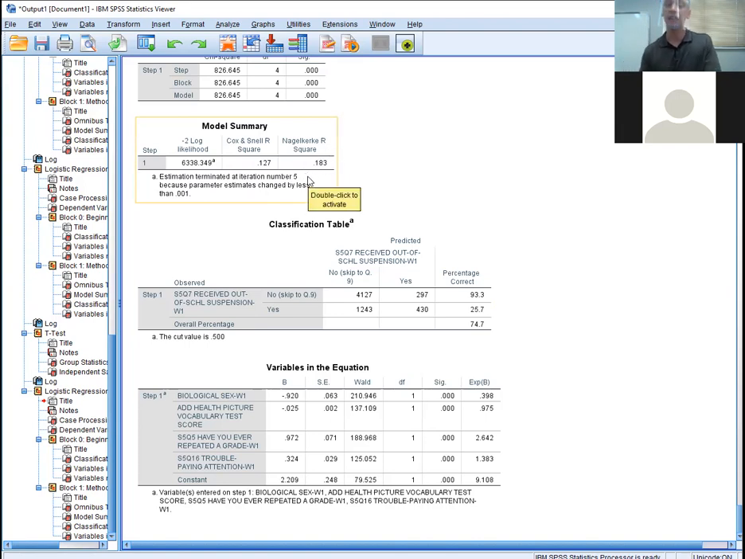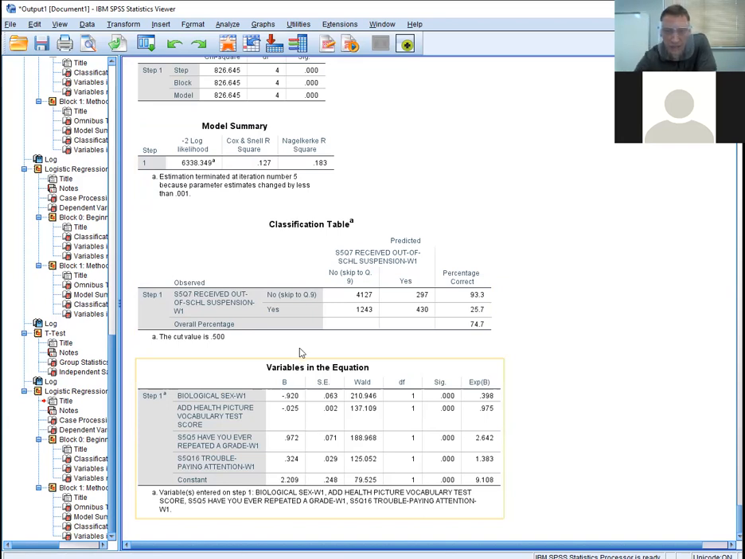But just like in linear regression, this is telling us the percent of variation being explained in the outcome. Given our predictors, one R-square statistic is saying about 12.7% of the variation in ever being suspended from school is being explained, whereas the Nagelkerke R-square is a little bit higher. It's saying about 18.3% of the variation in suspension can be explained by our logistic model that includes these four predictors. So that's the model R-square, an important thing to look at.